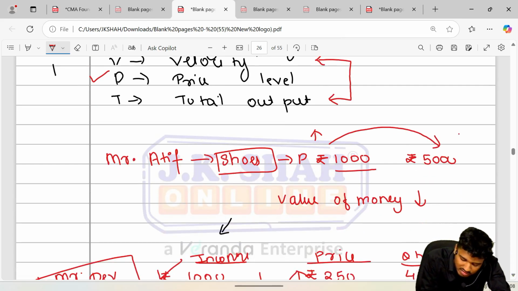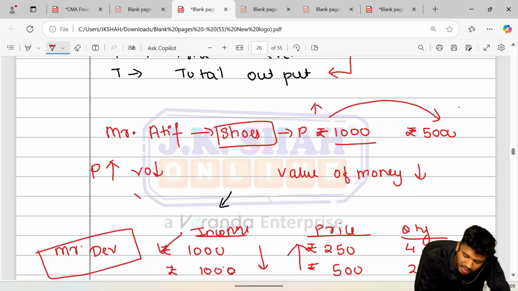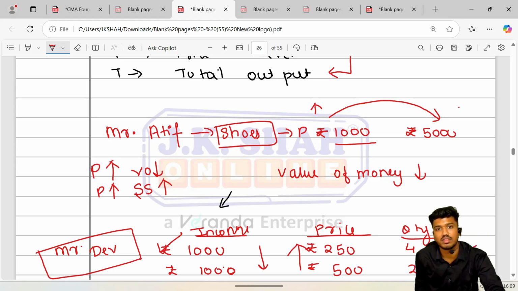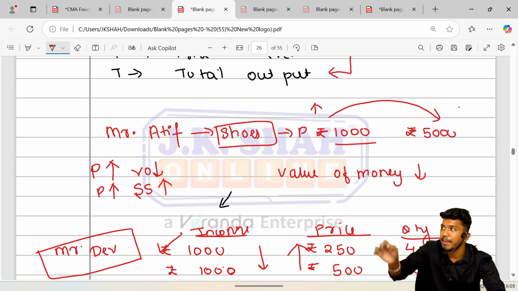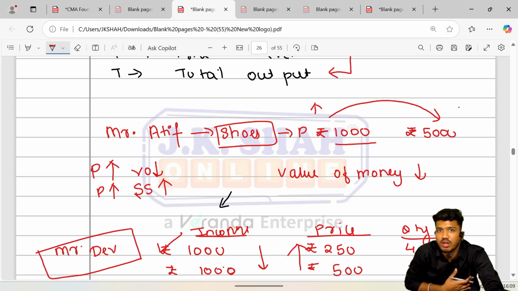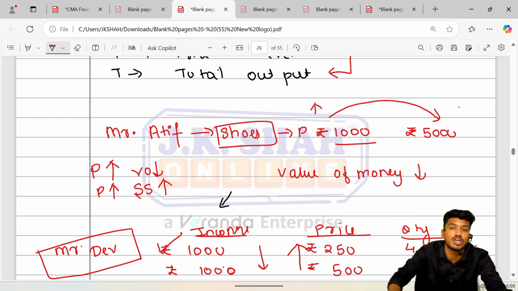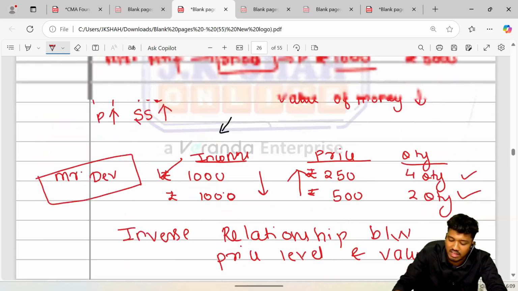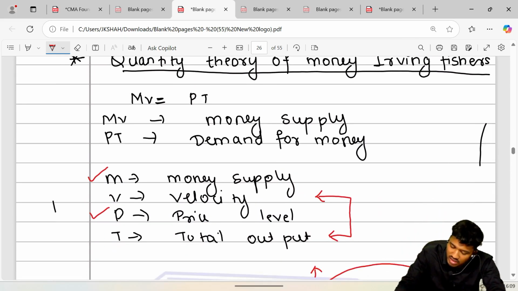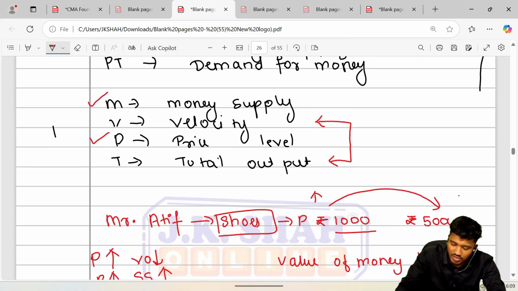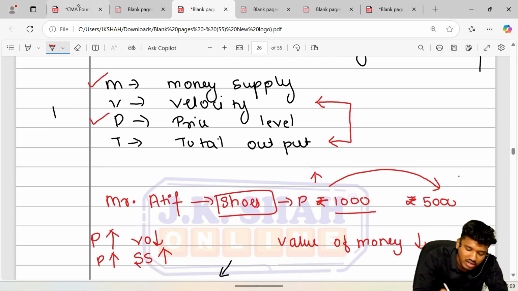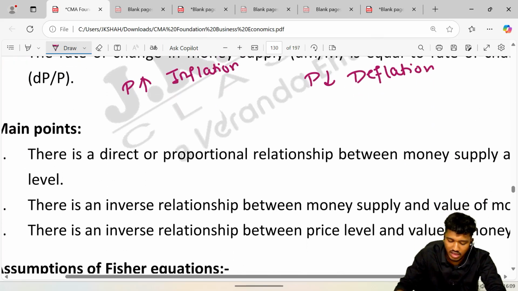So basically, as the price increases, no doubt the value of money decreases. But as the price increases, the money supply also increases. I hope you guys are getting it. What is money supply? Previously for the same commodity, his pocket was full with 1,000. Now for the same commodity, he is getting 5,000. The money supply, or the quantity of money, is increasing. So this behavior was explained by Professor Fisher. So what about velocity and total output? We have a bone to pick over there. Yeah, let's go over there.